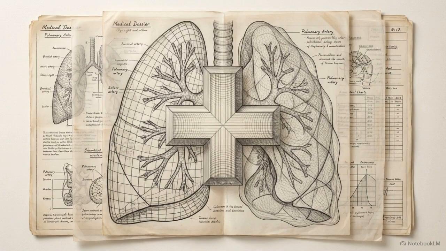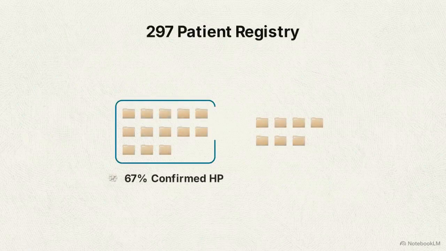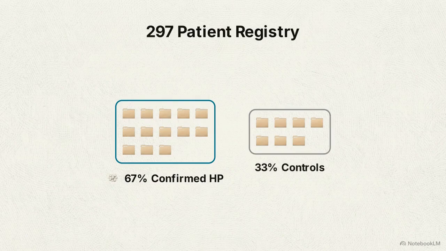Researchers at the University of Chicago quantified this friction. They conducted a retrospective review of 297 patients from a specialized interstitial lung disease registry. They used multidisciplinary discussion, a collaborative panel of pulmonologists, radiologists, and pathologists, as the reference standard for the true diagnosis. Within this cohort, 67% of the patients were confirmed to have HP. The remaining patients served as standardized controls, carrying diagnoses of connective tissue disease ILD and idiopathic pulmonary fibrosis.